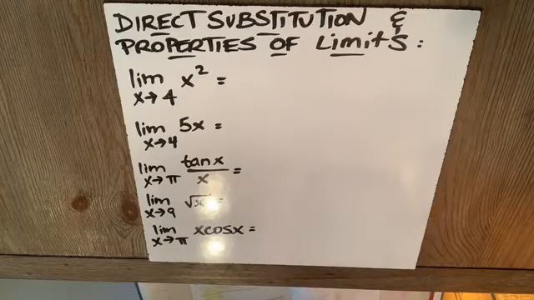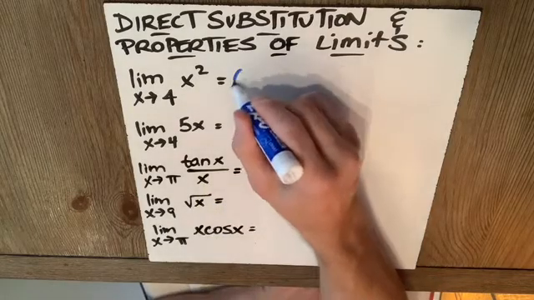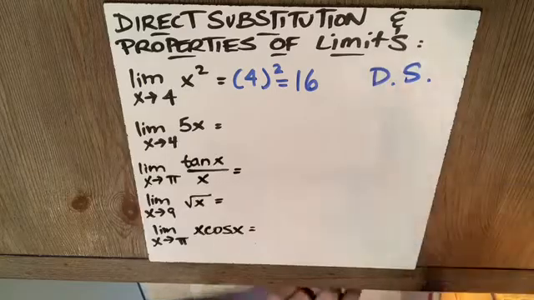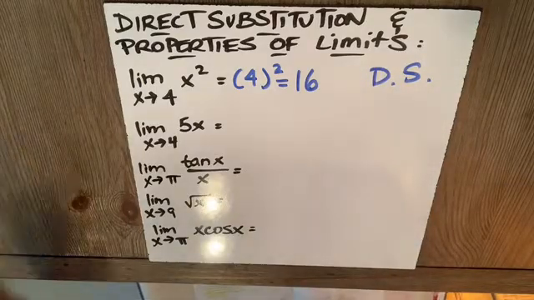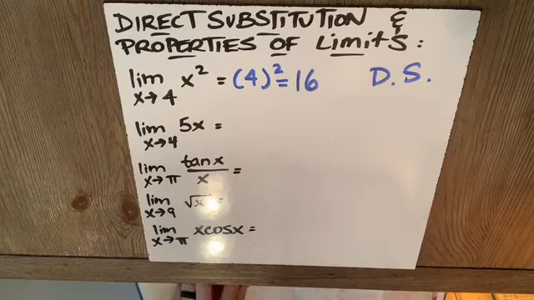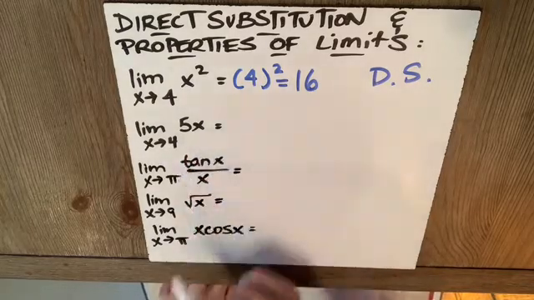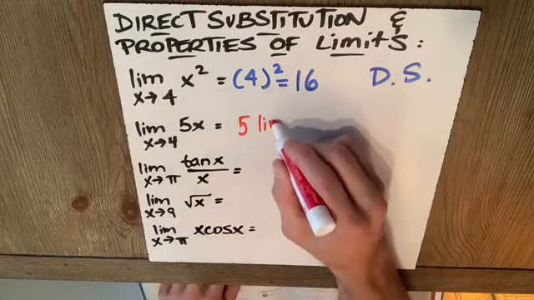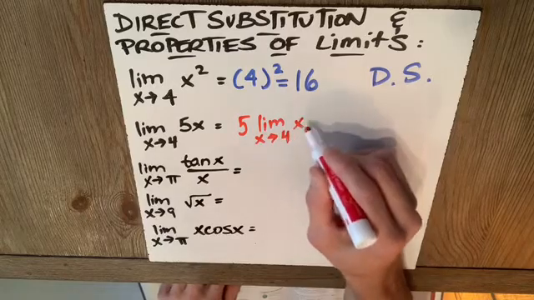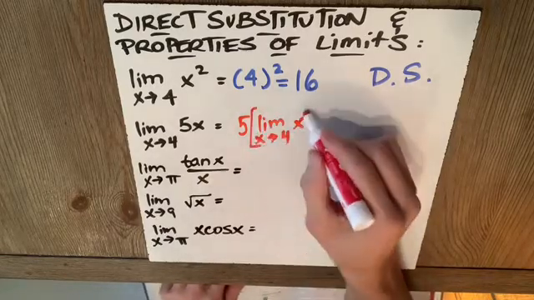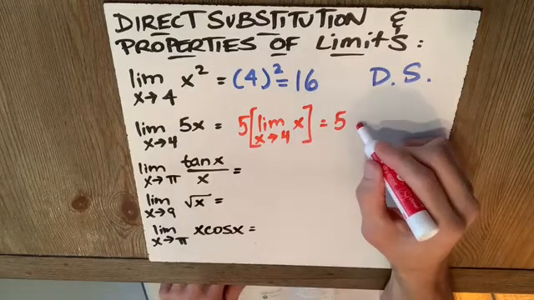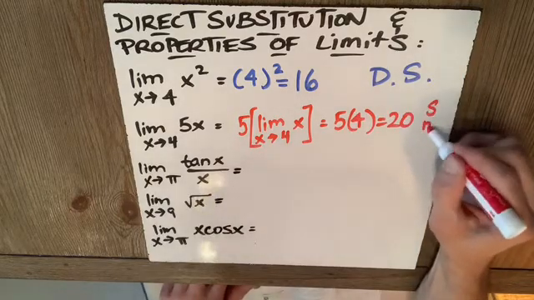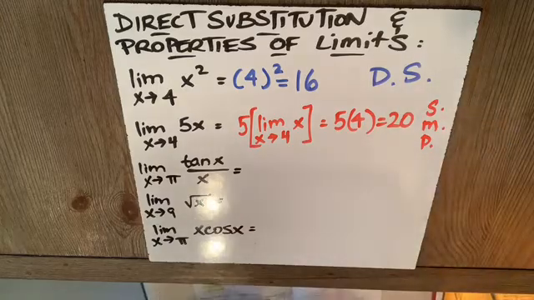First one, the limit of x squared as x approaches 4. This is simply direct substitution, and I'll get 16. I'm going to write DS for direct substitution there. Now, in the second one, I use the scalar multiple property. So this limit of 5x as x approaches 4 is the same as 5 times the limit as x approaches 4 of x, which, using direct substitution, will give us 5 times 4, or 20. And what are we using here? The scalar multiple property.